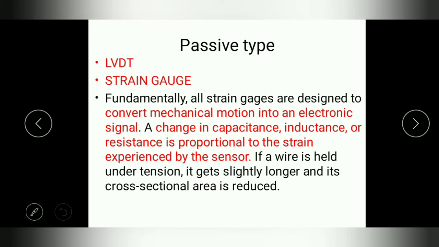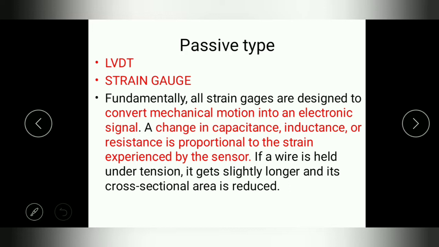And next is strain gauge. That is another important type of passive transducer. So fundamentally all strain gauges are designed to convert a mechanical motion into an electronic signal. A change in capacitance, inductance or resistance is proportional to the strain experienced by the sensor. If a wire is held under tension, it gets slightly longer and its cross-sectional area is reduced.